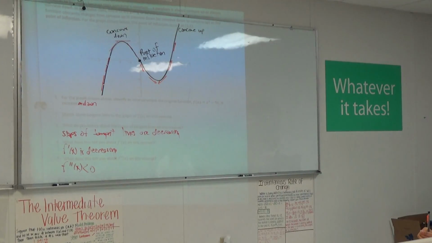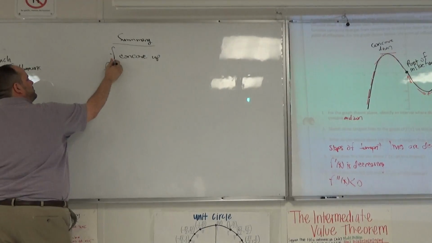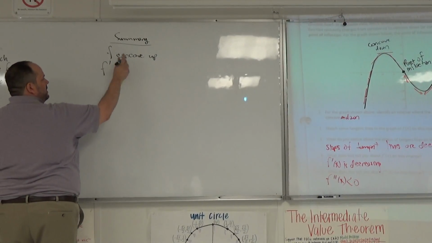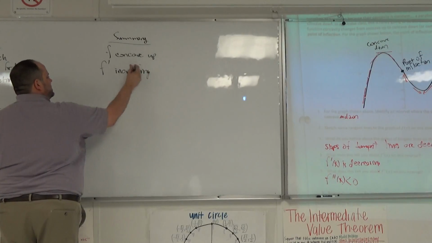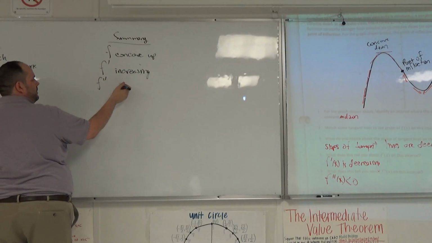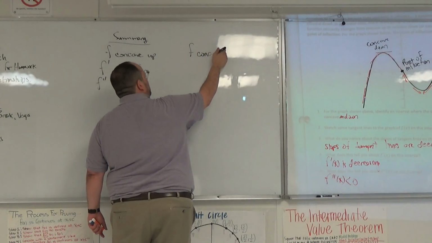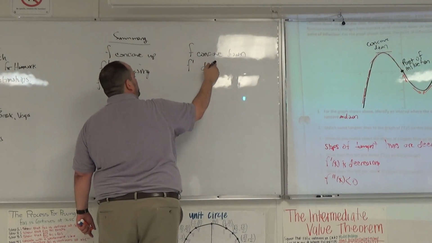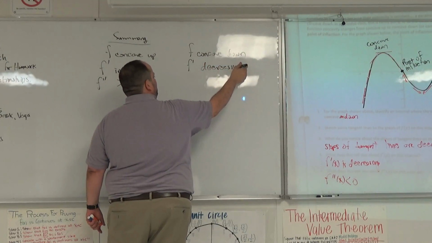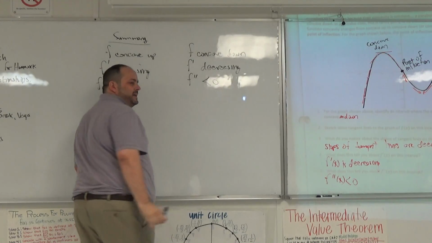All right, so summary. If f is concave up, what do we know about f prime? F is concave up, f prime is increasing, and f double prime? Positive. And then, of course, the flip. If f is concave down, then f prime is decreasing, and f double prime? Negative. Has to be negative.